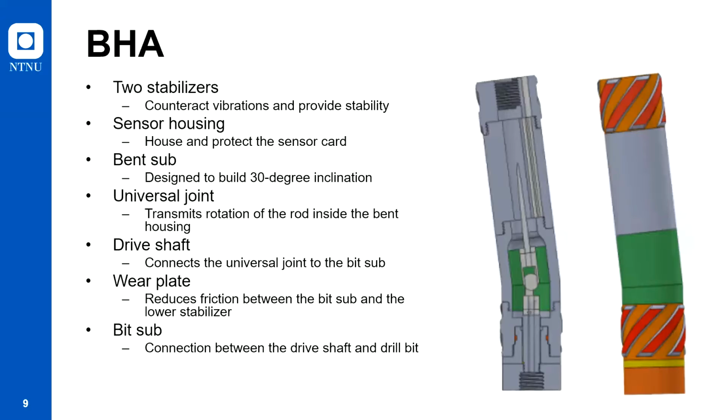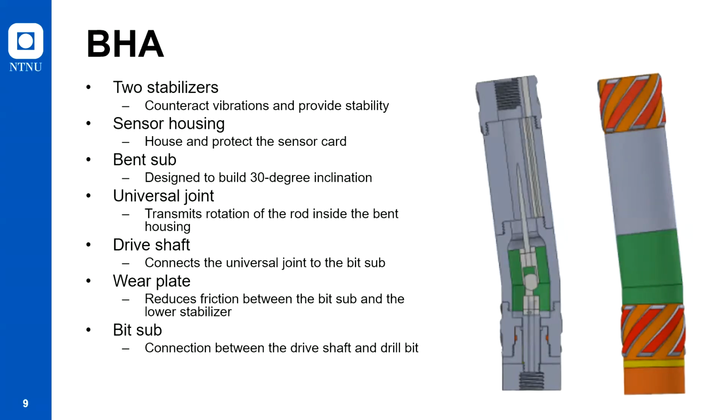The BHA is designed to provide stability and steering capability while drilling. It also houses the sensor card and transmits torque from the rod to the drill bit. The BHA is composed of two stabilizers, a sensor housing, a bend sub, a universal joint, a drive shaft, a wear plate, and a bit sub. The upper and lower stabilizers counteract lateral drilling vibrations and provide stability to the drill string.